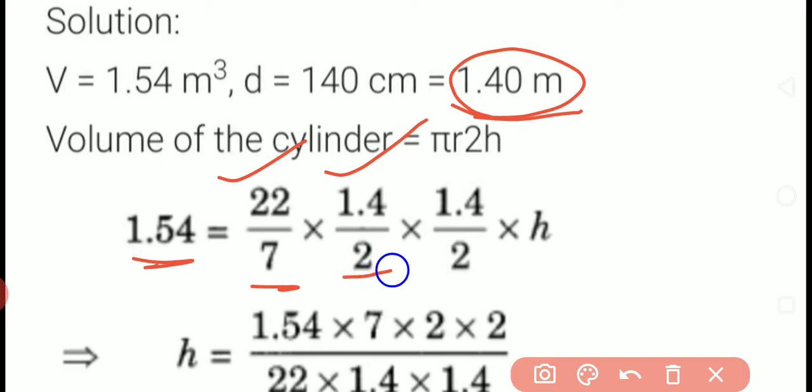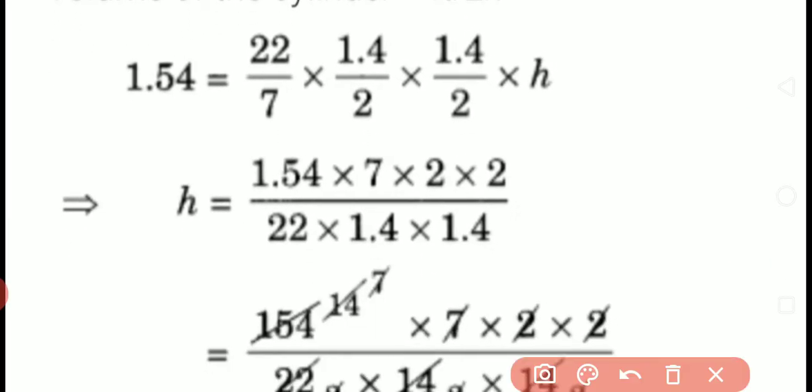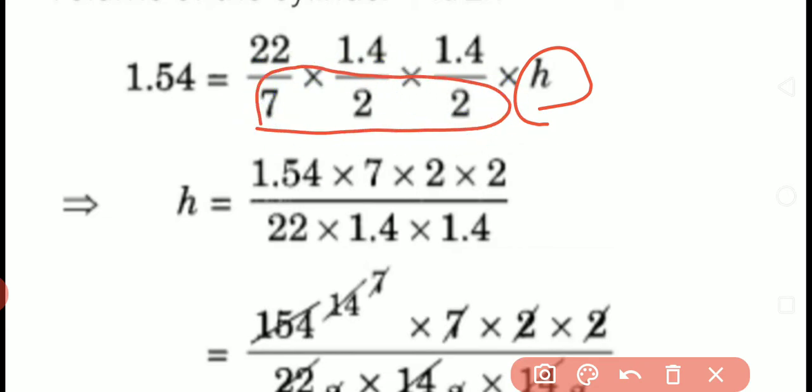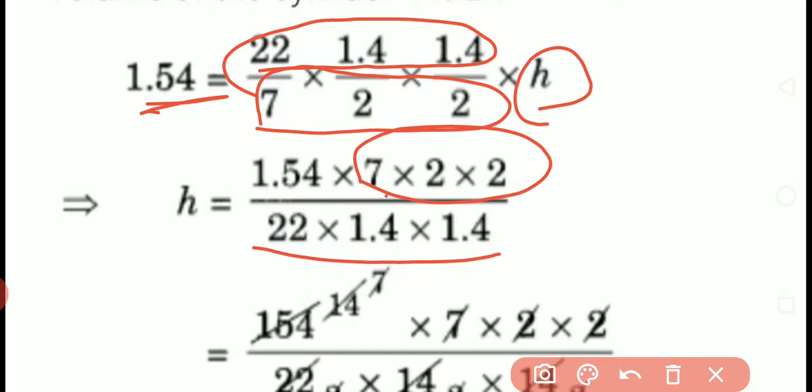So it is r square, so you will write the multiplication of the base 2 times. So 1.4 by 2, 1.4 by 2, and height we have to find out, so write h. Okay, so you can cut here also, or you can transpose and then cut. So we have transposed here, so you can take h to one side, left or right, it doesn't matter. So all the denominators will come to the numerator part with 1.54 and all the numerators will come in the denominator, because here is 1, so the multiplication of 1 will be the number itself.